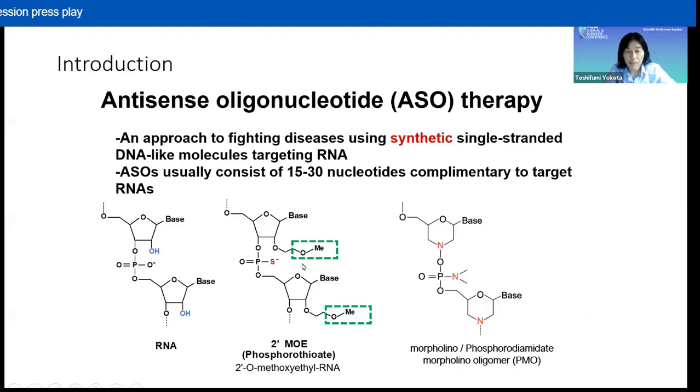So this slide is a bit of introduction. Our main focus is antisense oligonucleotide mediated therapy, and in short, this approach is to fight diseases using synthetic single-stranded DNA-like molecules. It's called antisense oligonucleotide targeting RNA. Here, synthetic is the keyword. For antisense oligonucleotide therapy, we always use synthetic chemistry. That makes a difference from other similar approaches like siRNA or RNAi. And these are some examples of synthetic antisense oligonucleotides.